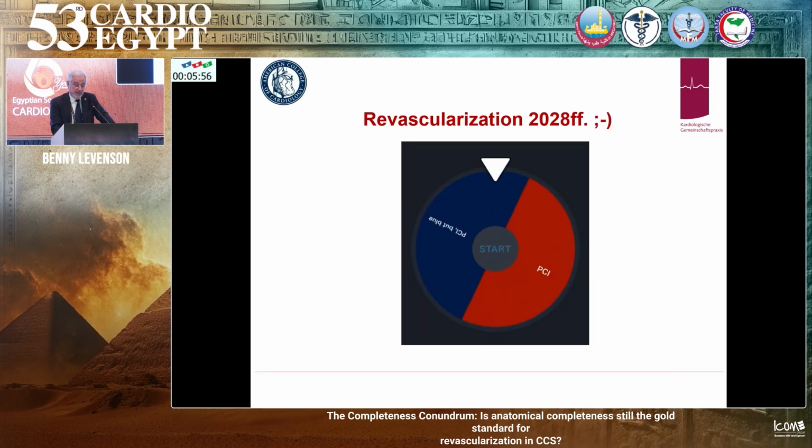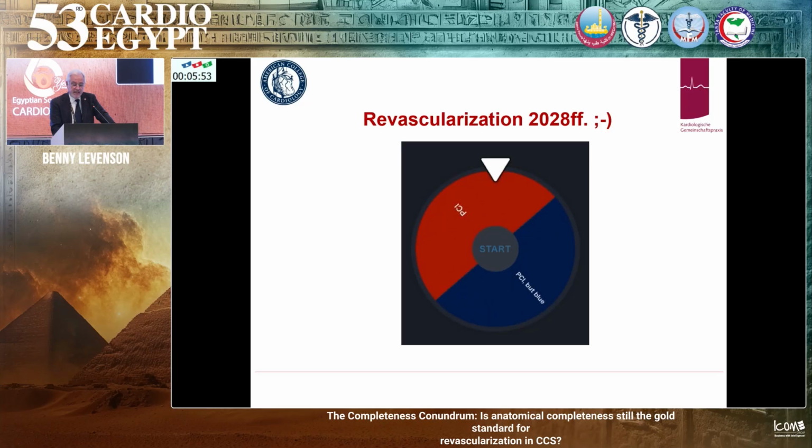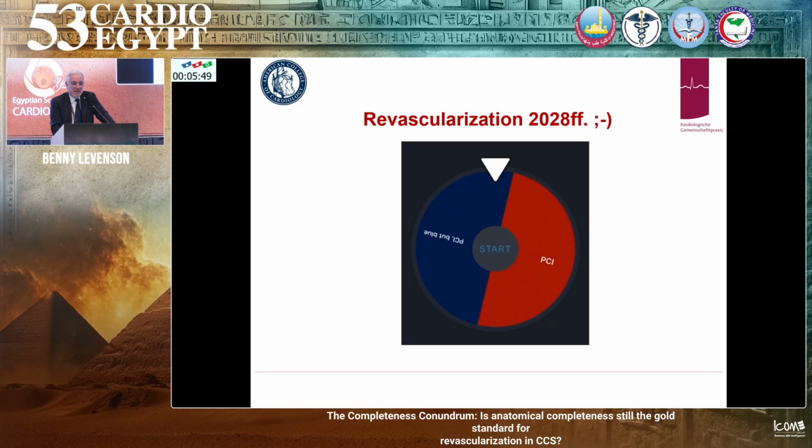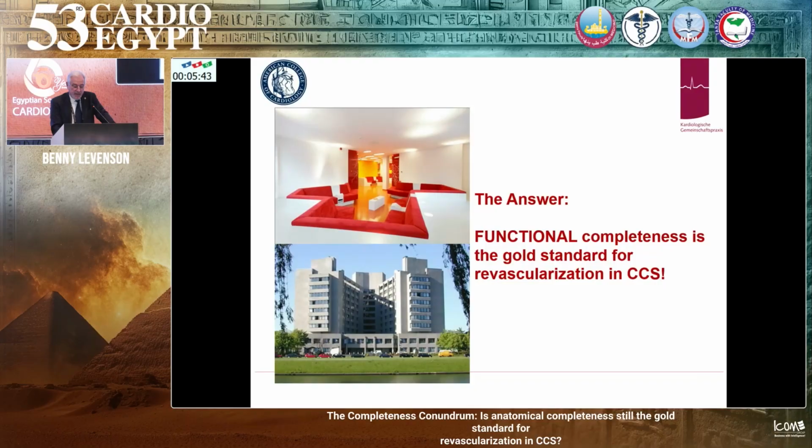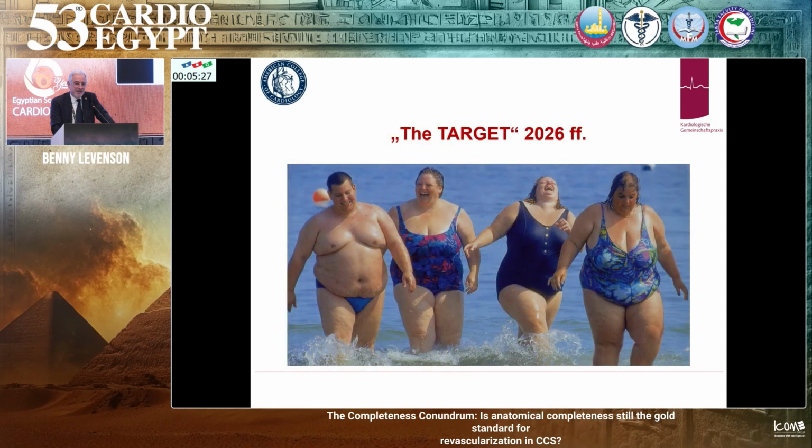So the question is revascularization 2028 and following. What do you expect? Yes, still PCI with the findings of these studies. And the answer to the first question, is there a conundrum or dilemma in what we're doing? No, functional completeness is the gold standard for revascularization in chronic coronary disease and chronic coronary syndromes, but this is the target we are facing in the future.